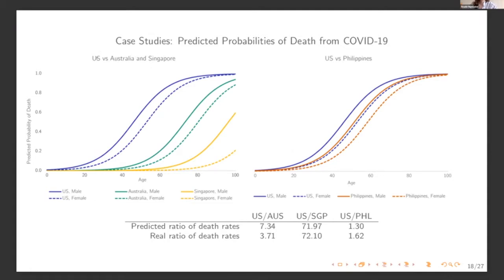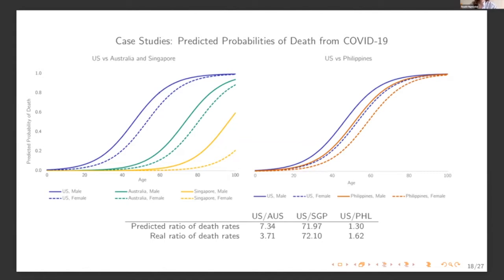If we look at the differences between the US and Australia in terms of predicted death probabilities, we see that the differences are almost zero at younger ages. The gap in predicted probabilities increases as age rises, and we see a relative convergence in predicted probabilities at the highest age groups. If we compare the US to Singapore, however, we see that the gap between the two countries is even greater than the gap between the US and Australia. And we do not see even a slight convergence in predicted probabilities at the highest age group.